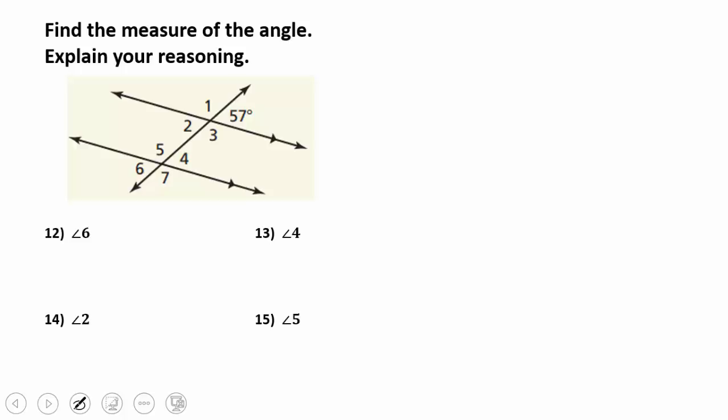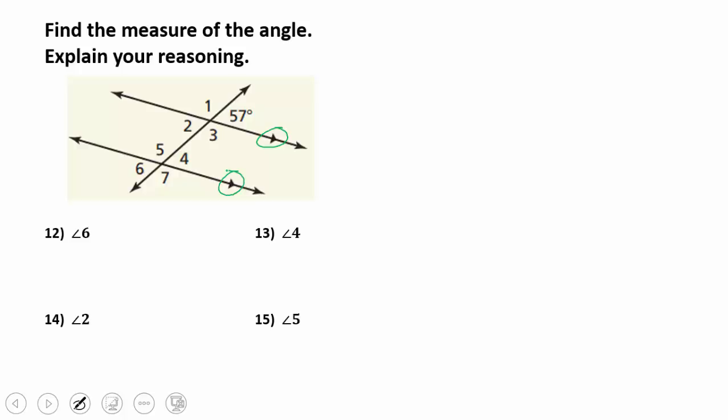Moving right along so we can get this video done, find the measure of the angle, and then we're going to explain our reasoning. So again, we look at our pictures. We have parallel lines. Now they aren't labeled, but we can see that these two are parallel, so we don't know what label they have as far as identifying the line. But we're going to find angle 6. So I'm just going to stay with green.